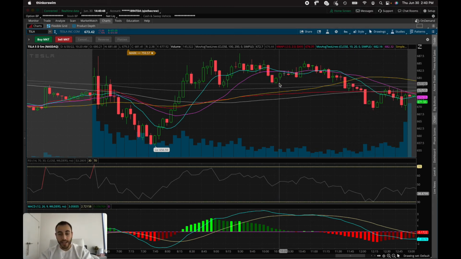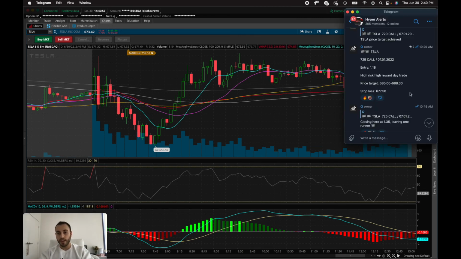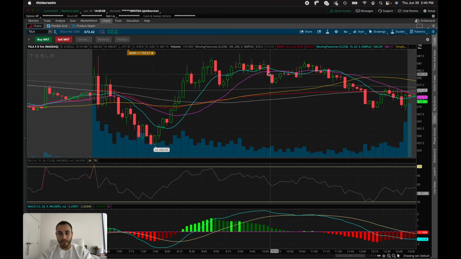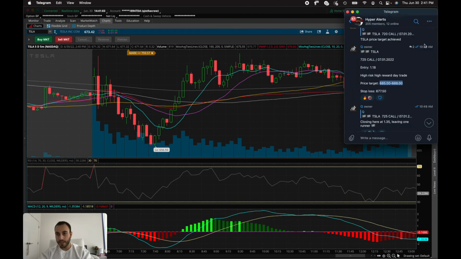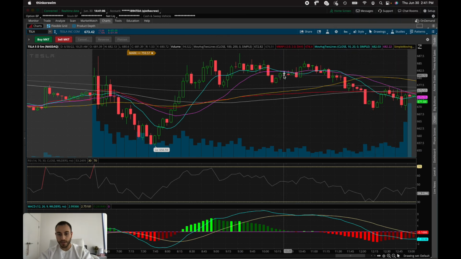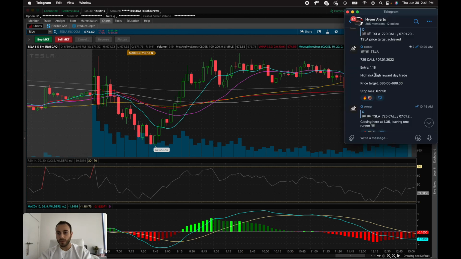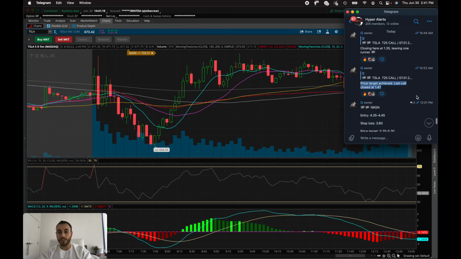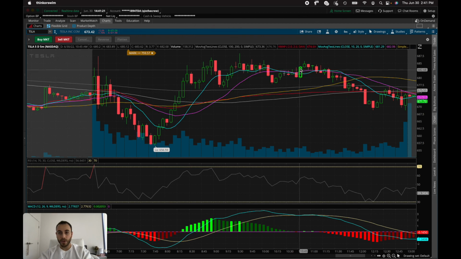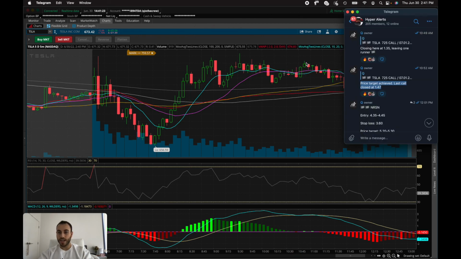So if Tesla had broken below this point, we would have gotten out. That was our stop loss point, just below that point. And our price target was once again high of day, so 685 to 688. And we used that. And then you can see Tesla right over here after our entry at 10:29 a.m. You guys can see the time here on the bottom of the chart. We continued holding Tesla, and then we used high of day as our price target, 685 to 688, and we were able to close. You can see that price target achieved. Last call closed at 10:52 a.m., which was right here, right when we reached that high of day resistance.